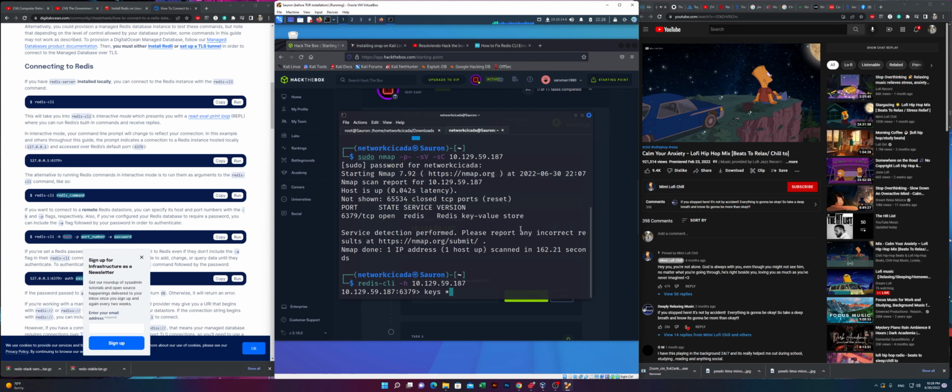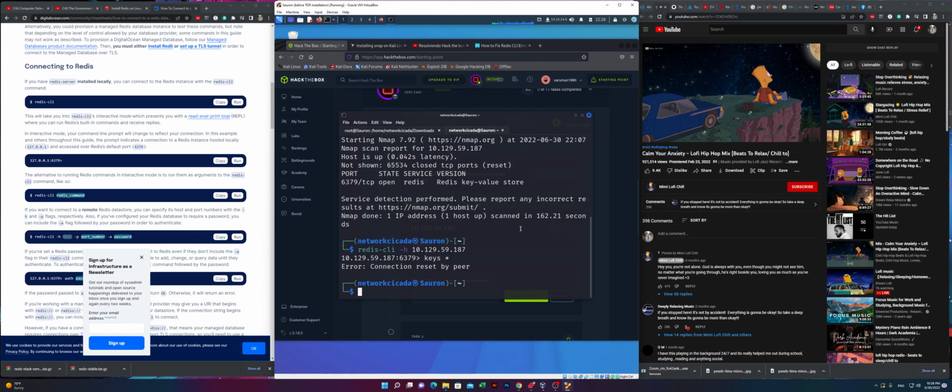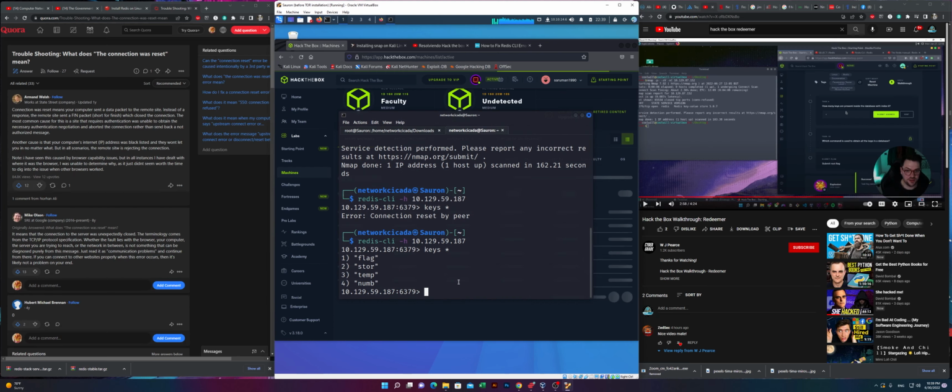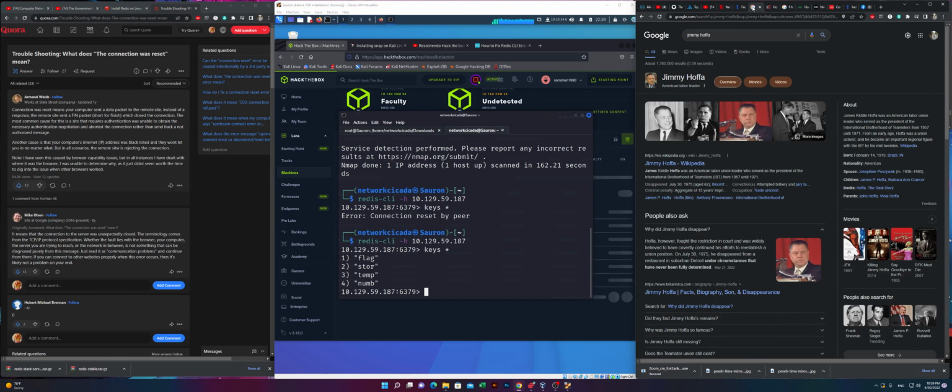If you get an error message, connection reset by peer, it basically is a terminology from the TCP/IP protocol, and all it means is that the connection to the server was unexpectedly closed. To fix this, you can either reset the machine and try to refresh the browser, or HackTheBox at the same time. That did the trick for me. It's most likely a problem on their end.